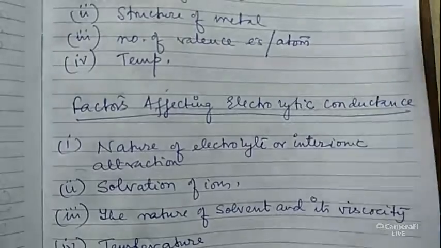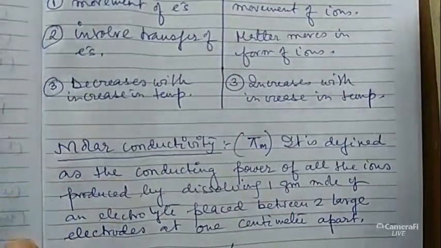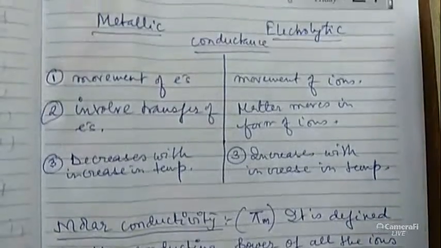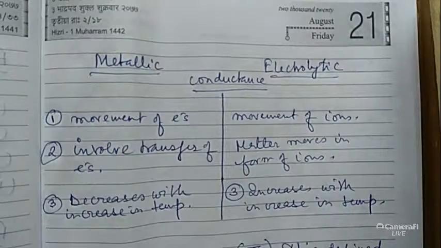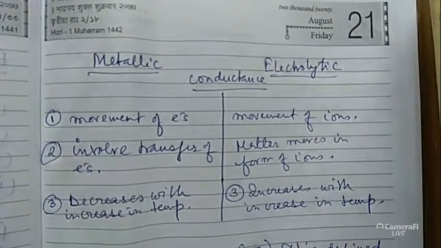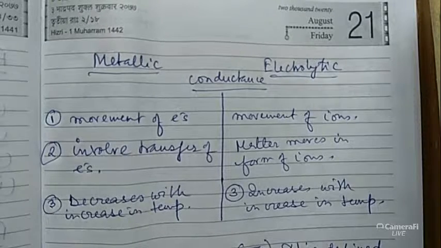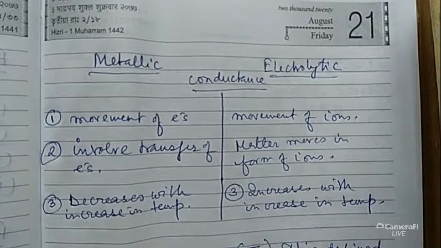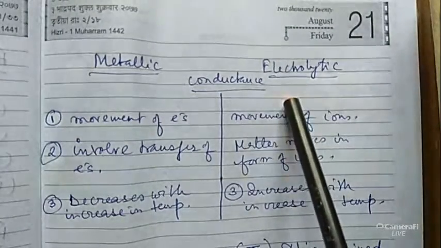I hope children you have copied it. After that we are moving to the next part of the chapter, that is the difference between metallic conductance and that of electrolytic conductance. See, metallic conductance means when current passes through a metallic conductor. Electrolytic conductance means when current passes through an electrolyte.